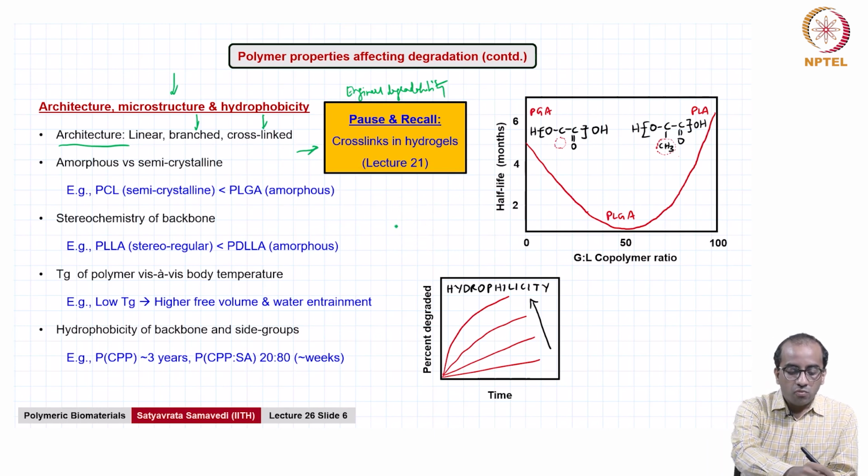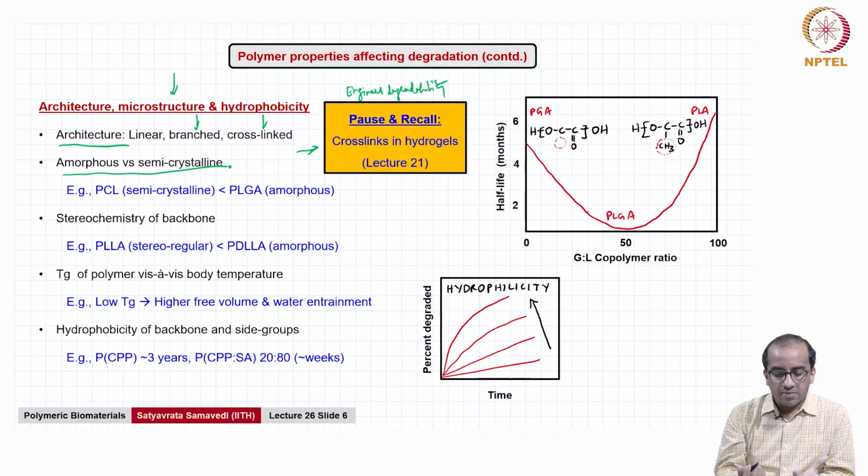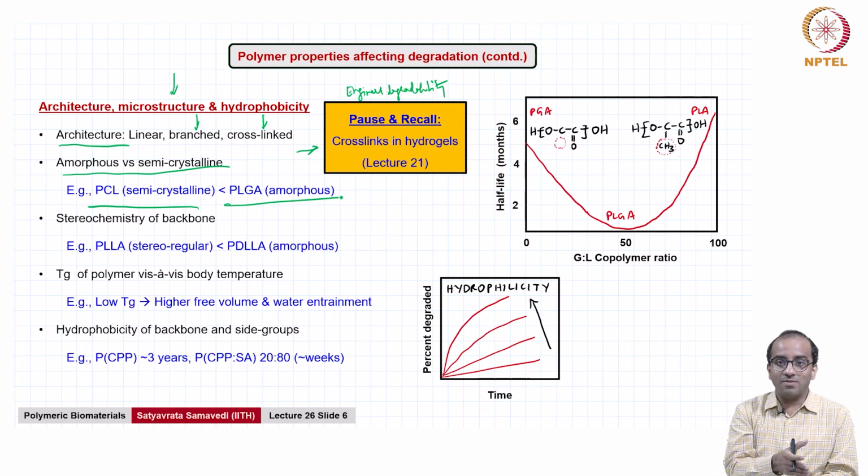Now, when you look at amorphous versus semi-crystalline, an example given here is PCL, which is semi-crystalline, and PLGA, which is amorphous. Again, you have to relate it back to the ability of water to interact and penetrate the amorphous regions first, because of the disorder, whereas the crystalline lamellae are going to be much more resistant to water entrainment. It's much harder for water to disrupt those secondary interactions and enter before it can cause hydrolysis. So PLGA, being amorphous, is going to degrade much more quickly in a general sense as compared to something semi-crystalline like PCL.